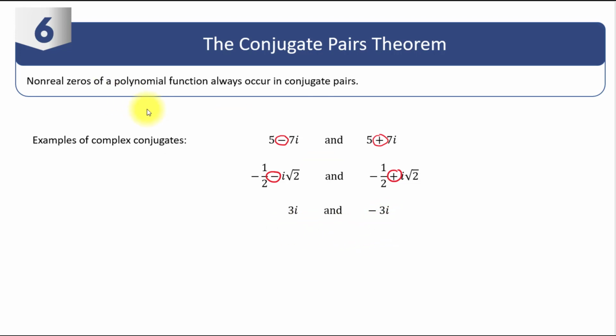And now let's reread this theorem again. Non-real zeros, in other words, this kind of zeros, of a polynomial function always occur in conjugate pairs. So basically, if 5 minus 7i is one of the zeros of a function, automatically, or I should say by this theorem, we know that 5 plus 7i is also going to be a zero of that function.